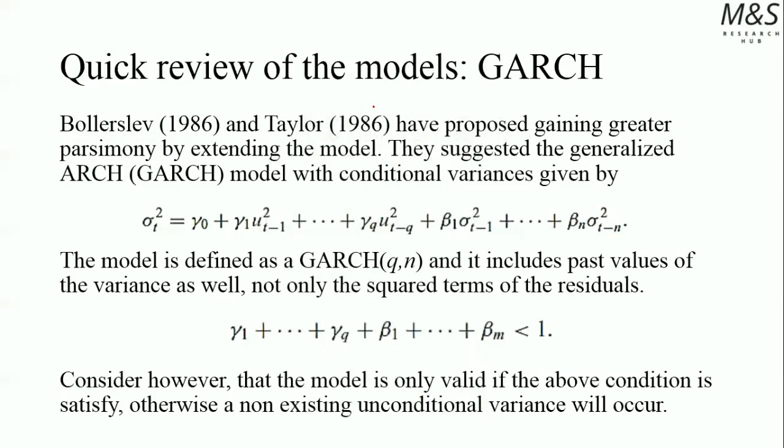Bollerslev and Taylor have proposed gaining greater parsimony. So you know that parsimony is a concept where you want to explain a lot with less. Yes? Yes. And they have suggested a generalization of the ARCH model. That's what we call the generalized autoregressive conditional heteroskedasticity model, GARCH.